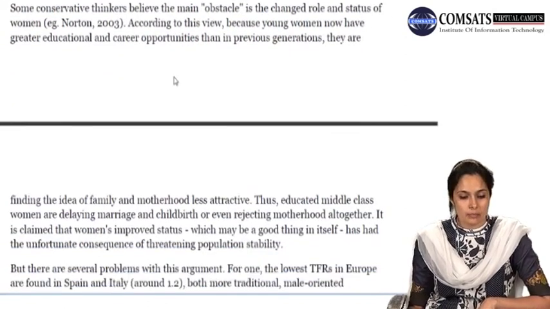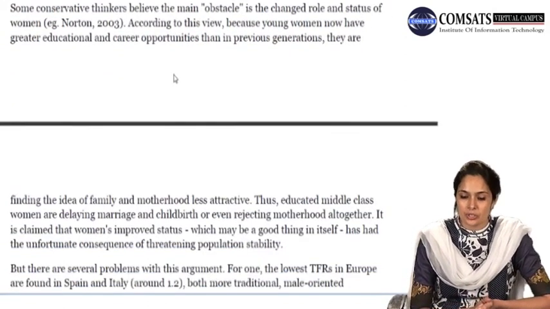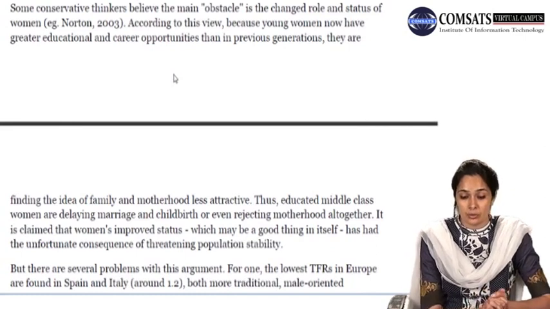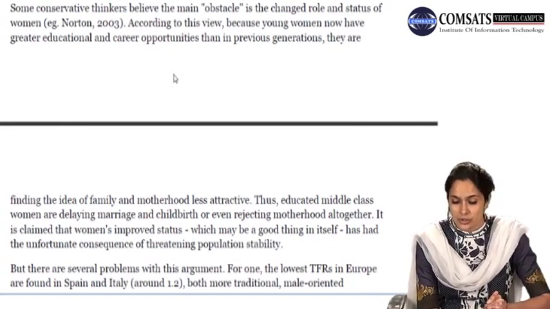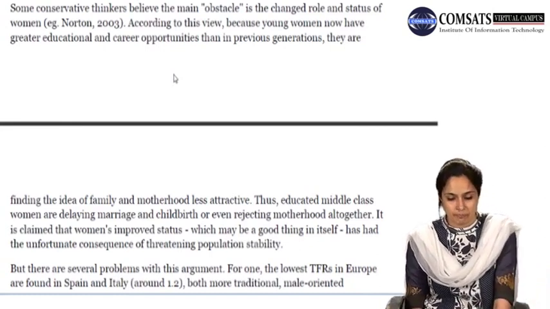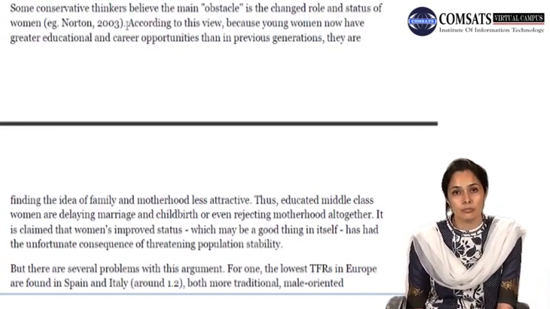Our next paragraph is, some conservative thinkers believe the main obstacle is the changed role and status of women. According to this view, because young women now have gathered greater educational and career opportunities than in previous generations, they are finding the idea of family and motherhood less attractive. Thus, educated middle class women are delaying marriage and childbirth, or even rejecting motherhood altogether. It is claimed that women's improved status, which may be a good thing in itself, has had the unfortunate consequence of threatening population stability.